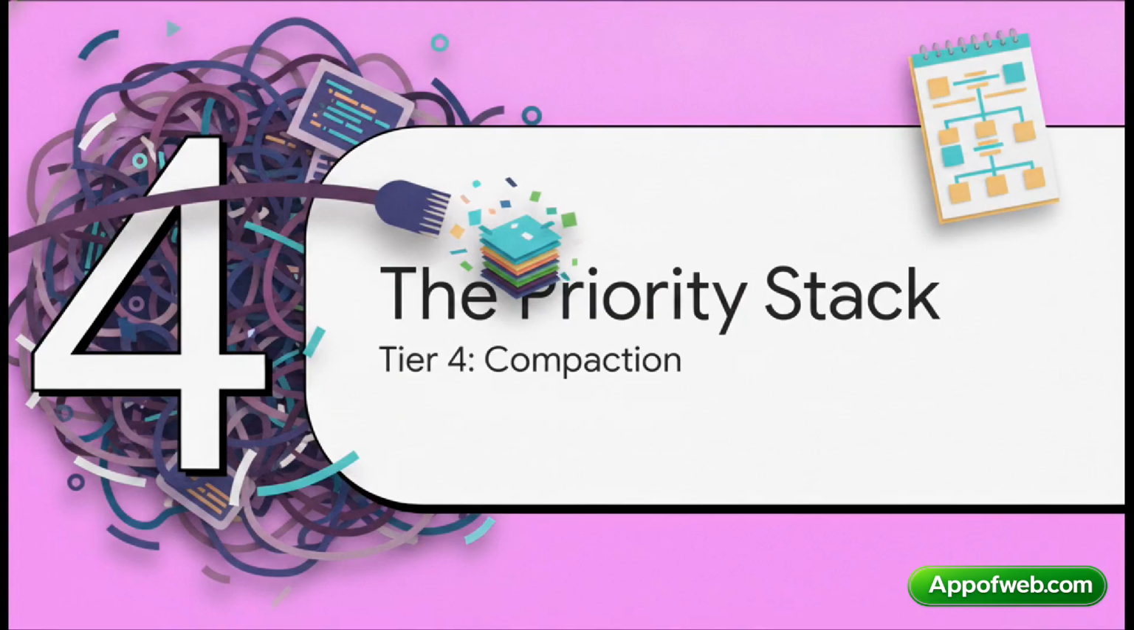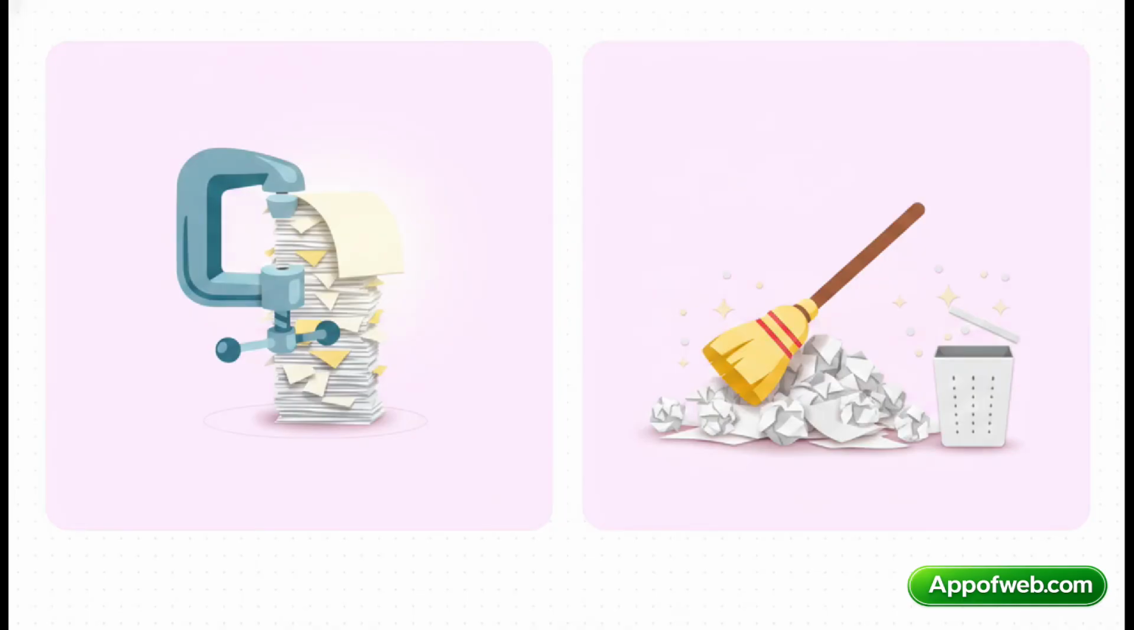Next up in the priority stack is Tier 4, context compaction. So using /compact summarizes your ongoing task and drops the raw history. It's perfect to use at phase boundaries in your work. But if you're switching to totally unrelated tasks, hit /clear. That's your nuclear button to wipe all context completely clean. Don't carry over irrelevant baggage.